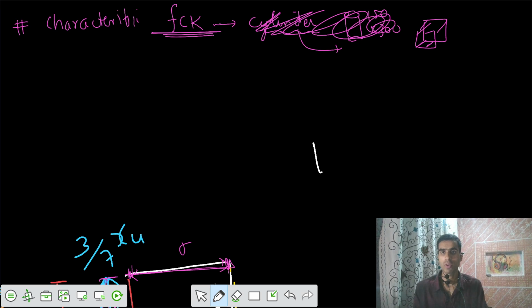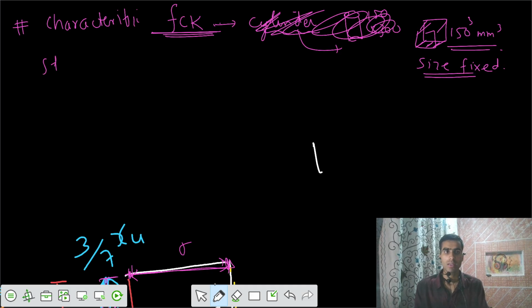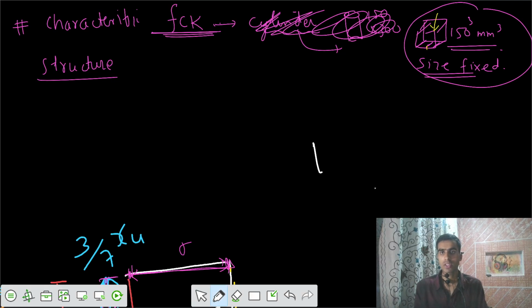That FCK is corresponding to the cube value with dimensions 150 mm cube. The size is fixed here. Now in the actual structures, does the size remain as this value? This was also corresponding to a uniaxial stress condition, that the FCK you derived from here was corresponding to a uniaxial stress condition and the fixed dimensions.